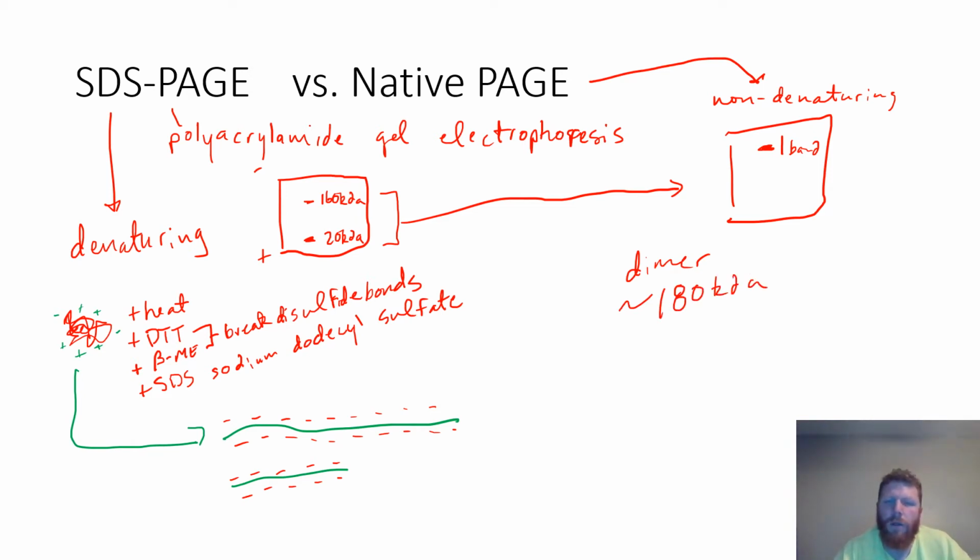In all likelihood, it's a dimer that's 180 kilodaltons. So that's one of the values for SDS-PAGE versus native PAGE. You can do this comparison. Larger proteins migrate at a slower rate than the small proteins. Small proteins migrate through that matrix at a fairly high rate.